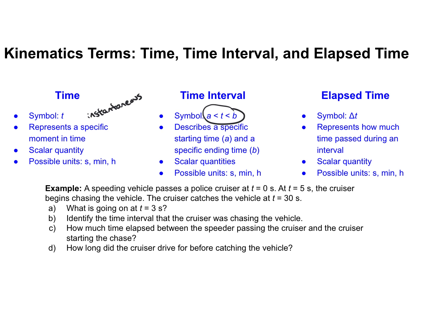All right, so let's look at the example down below. A speeding vehicle passes a police cruiser at t equals 0 seconds. At t equals 5 seconds, the cruiser begins chasing the vehicle. The cruiser catches the vehicle at t equals 30 seconds. A, what is going on at t equals 3 seconds? So they're asking about instantaneously at the 3 second mark, what is happening? I would say that the speeding vehicle is driving, but the police cruiser is still at rest. The police cruiser does not begin chasing the vehicle until the 5 second mark. So the speeder is driving, the cruiser is at rest.